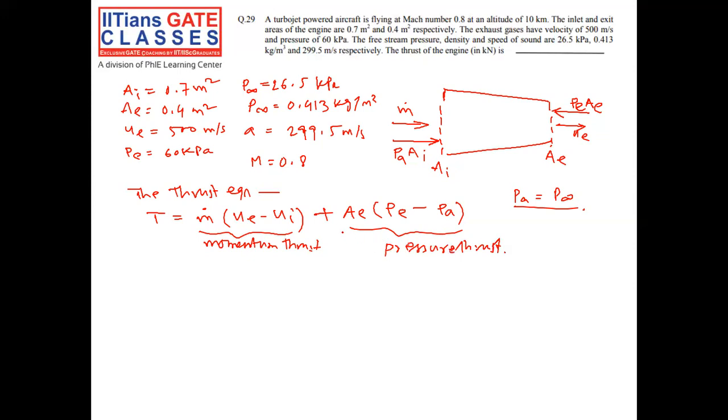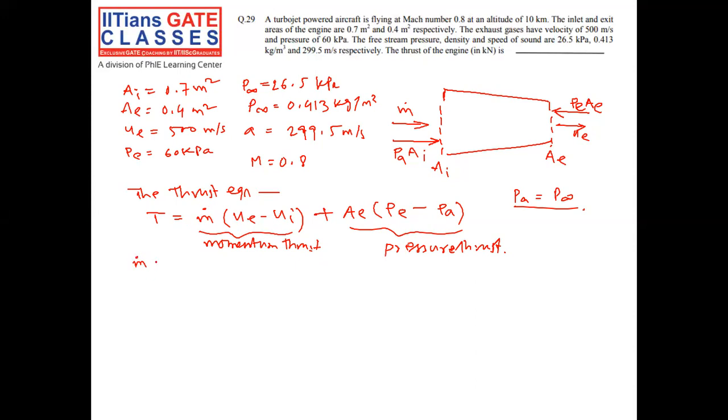And usually if the velocity of the engine is not very high, then in that case this pressure thrust part is ignored and only this part is considered for thrust. But when the velocity is very high, then this pressure thrust will also have a contribution in the thrust produced by the engine. So m dot, this UE is given, AE, PE, all these terms are also given. So we have to find out m dot and UI.